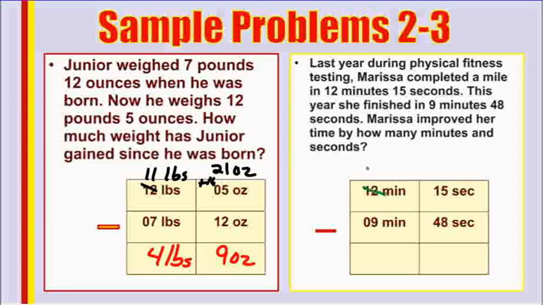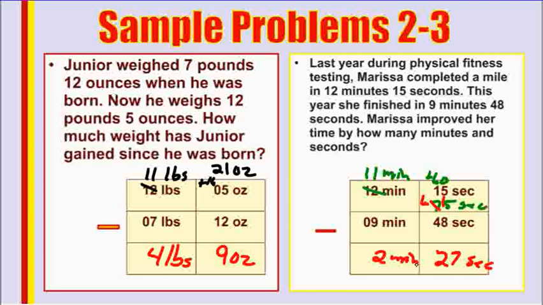I take 1 minute away, I have 11 minutes. And for that 1 minute, I gained 60 seconds. So that's a total of 75 seconds. Now I can subtract 75 minus 48. Need to borrow. 15 minus 8 is 7. 6 minus 4 is 2. So I got 27 seconds. 11 minus 9 is 2 minutes. So she improved by 2 minutes and 27 seconds.